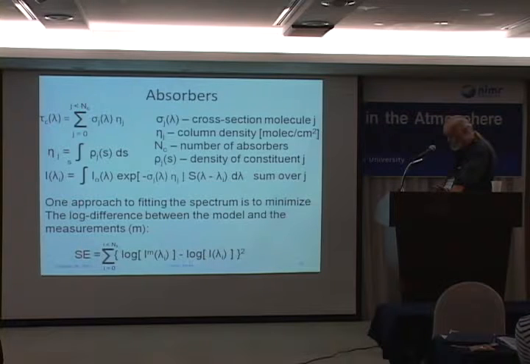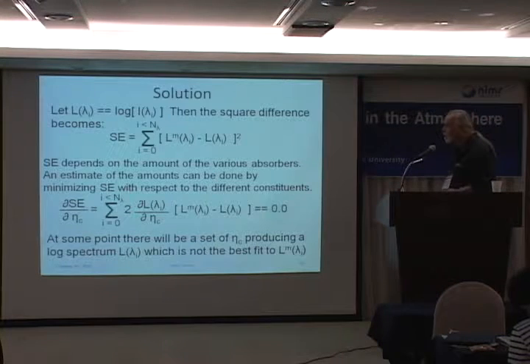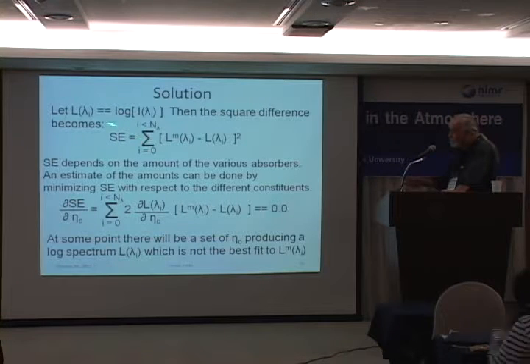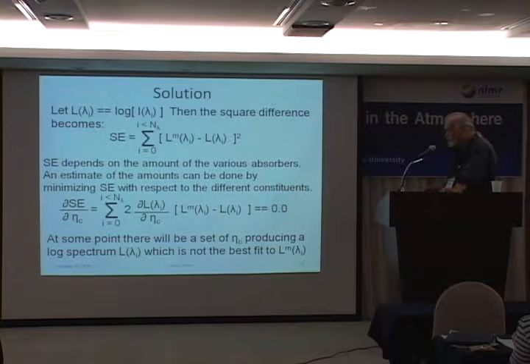So one approach to fitting is to actually minimize what I call the square error, the difference between the modeled, little m there, the modeled intensity and the actual observed intensity. And to minimize that, if we just make a little change here to make it look a little easier, we've got the log of the model intensity and the log of the observed intensity squared and summed over all wavelengths. And that depends, of course, on the amount of each of the absorbers that we wrote into the equation on the previous slide. And if we go to minimize that, it's quite easy. You just differentiate with respect to each of the things in the model that you can change, and get an equation that looks like this.